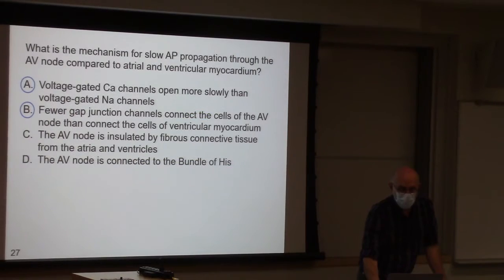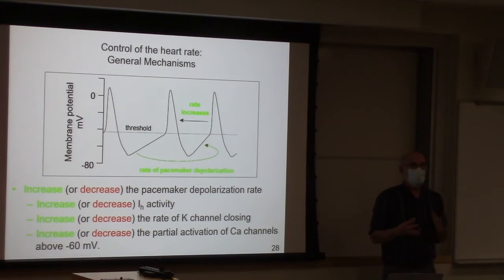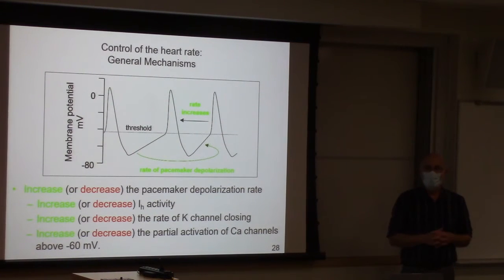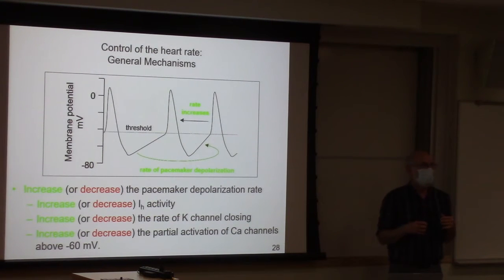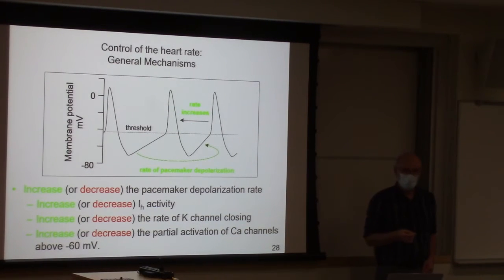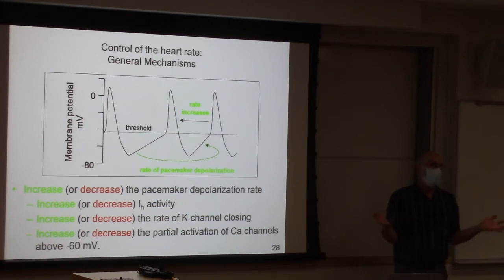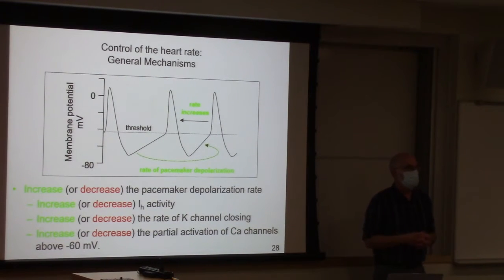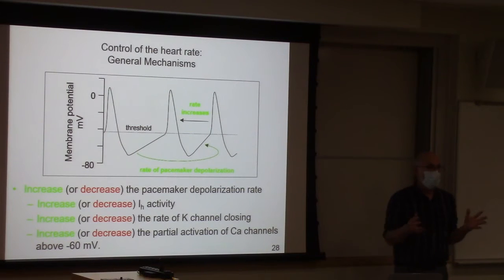Now what I want to do is change gears and talk about how the heart rate, we're not talking about the strength yet, we're talking about the rate of the heart, and how it is controlled by the autonomic nervous system. Now you know that this is true. When you're stressed, your heart beats faster. When you're relaxed, your heart beats slower. Why? What are the molecular mechanisms? That's what I'm getting to.